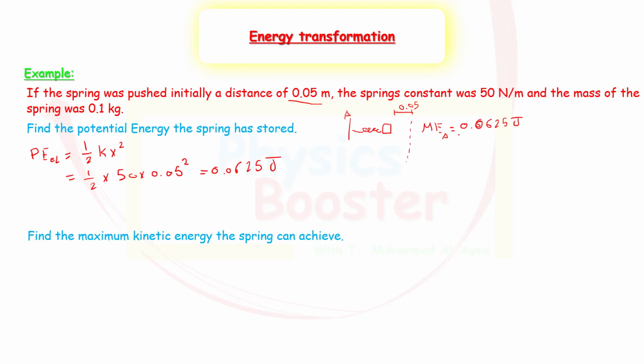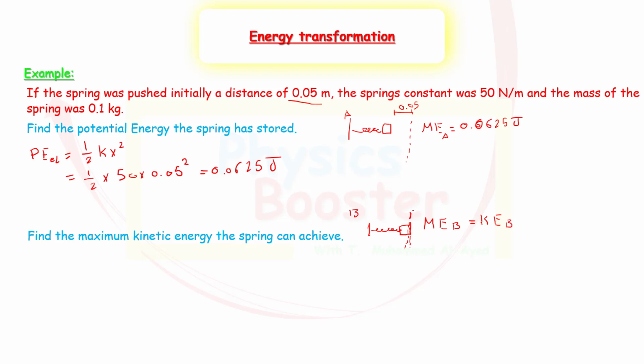Let's go for the second question. Find the maximum kinetic energy the spring can achieve. We already mentioned that the spring can achieve its maximum kinetic energy when it goes back to its original length. So this is the dotted line. This is the original length of the spring. So we know that it will reach its full kinetic energy when it reaches this point again. Let's call this location B. We know that at location B, because it's back at its original length, we will not have any potential energy, but we will only have kinetic energy.